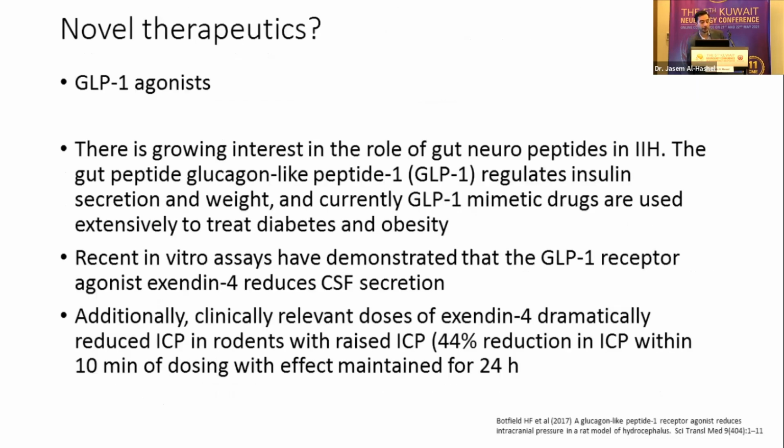What about new therapies that are being studied? GLP-1 agonists, which are used in diabetes and already established and available, have been shown, mainly in vitro, to greatly reduce ICP. There's a pathogenic basis for this because the receptor is present in the choroid plexus and activation decreases CSF secretion.